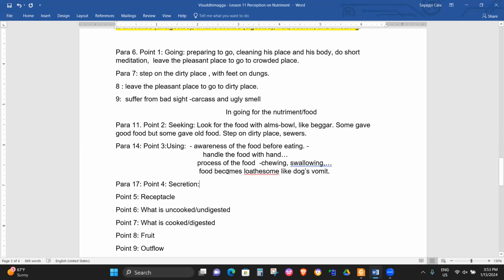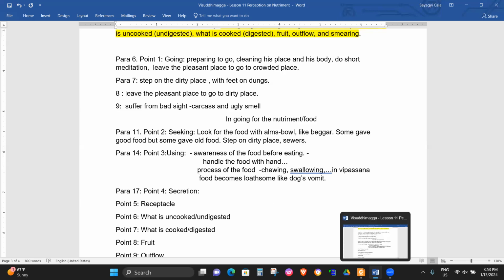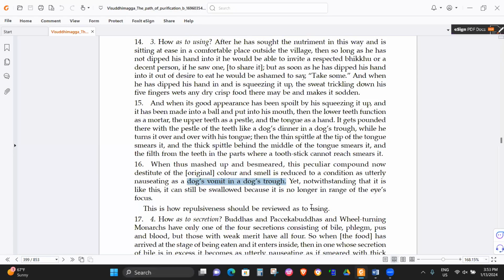Okay, all right. Now we have finished going, seeking, using it. When you use the food, then the process of chewing, swallowing, you can practice in the satipatthana. So when you practice the vipassana, you should know all this process of chewing, swallowing. Then how the food becomes more loathsome, until if you really vomit out, it will become like dog's food also. Okay, now next one.